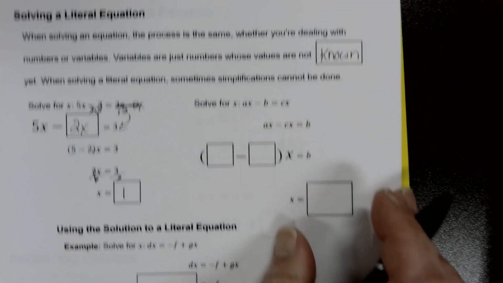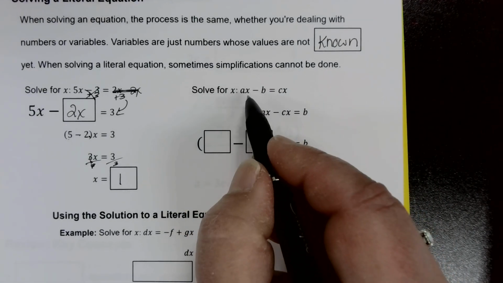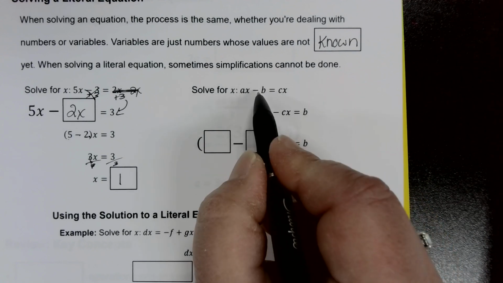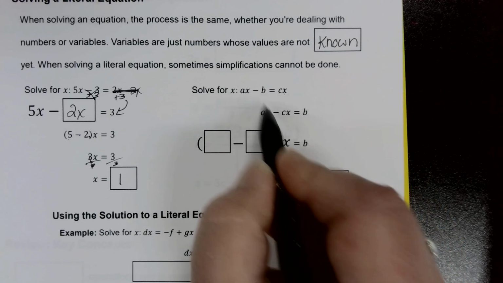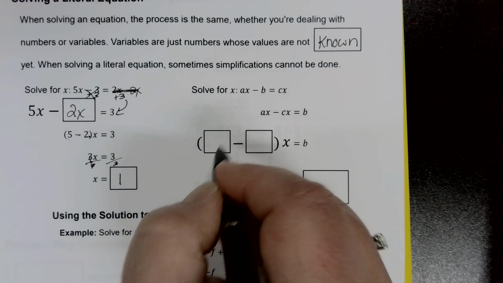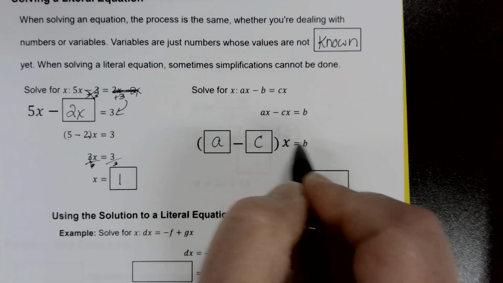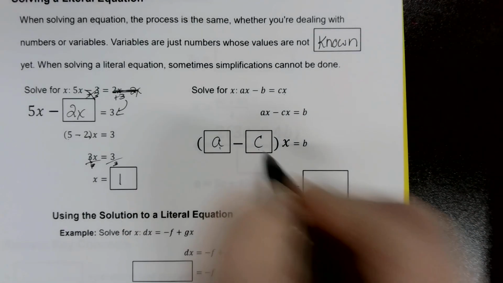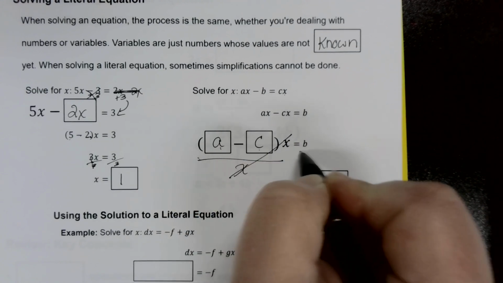How about this one? It says solve for x. So I need to combine like terms to get the x's together, add the b to both sides to move it over, subtract the cx. Then I've got a minus c times x equals b. Well, I can't do anything about that a and c, but I can divide by this x to move it.